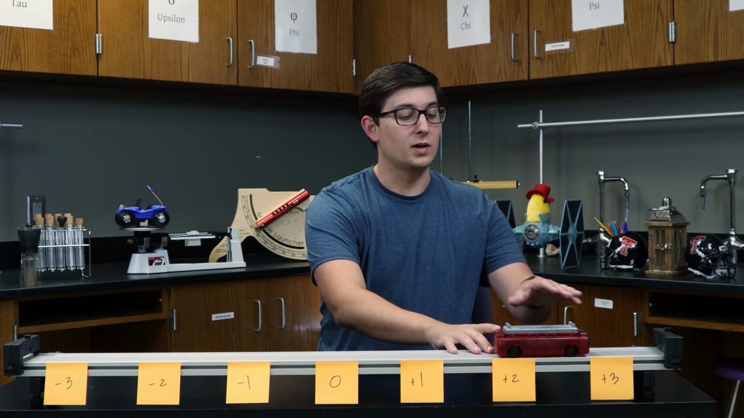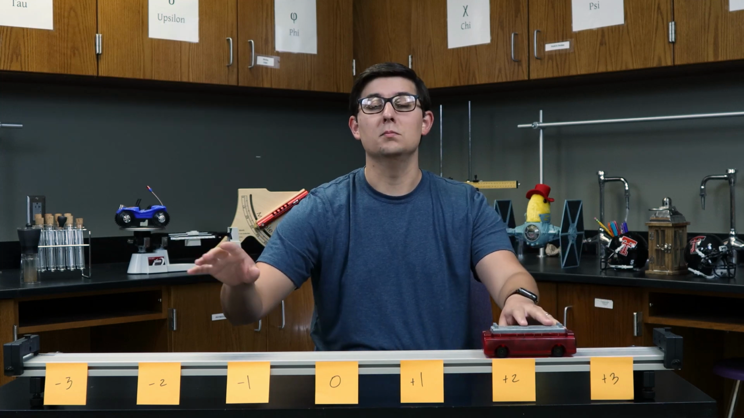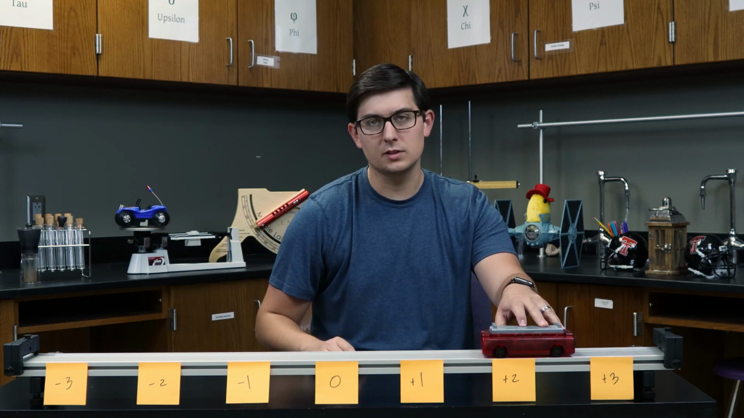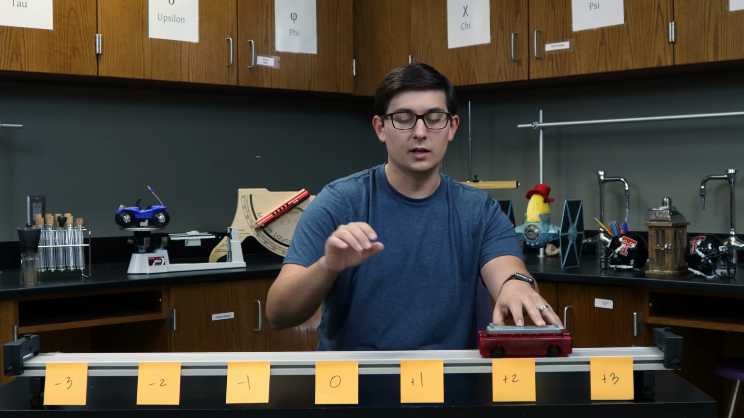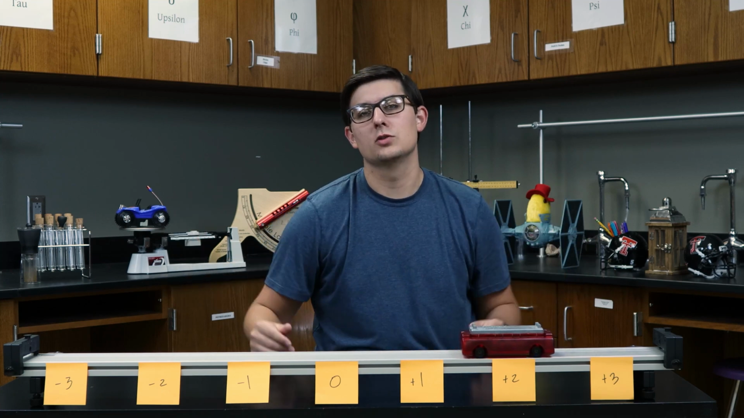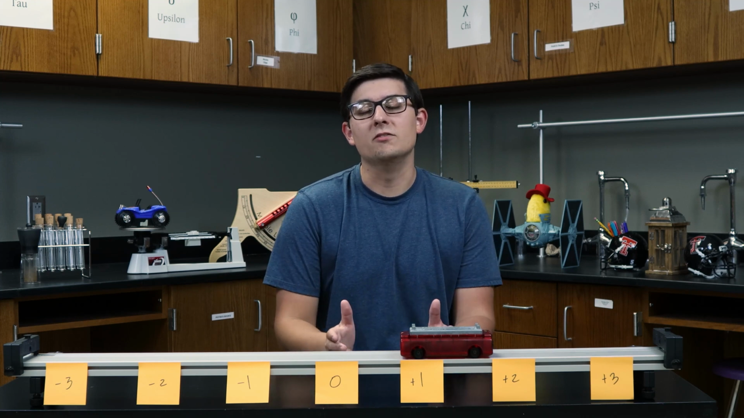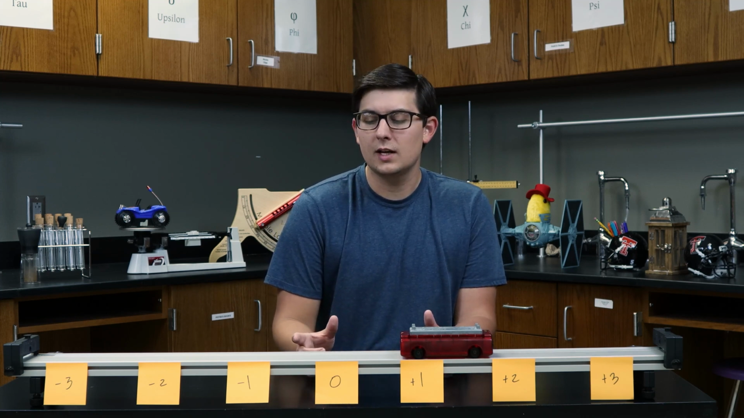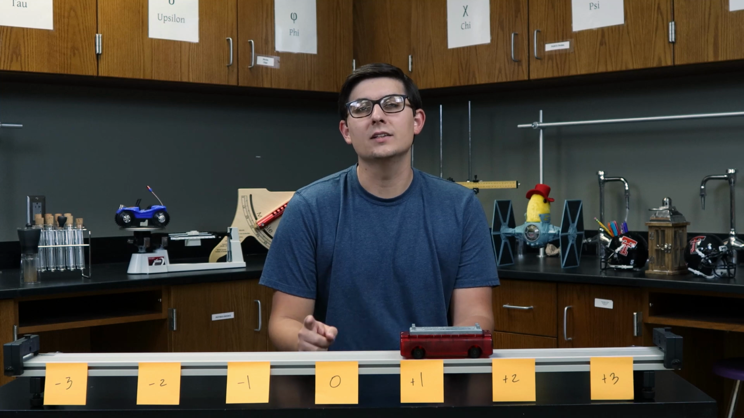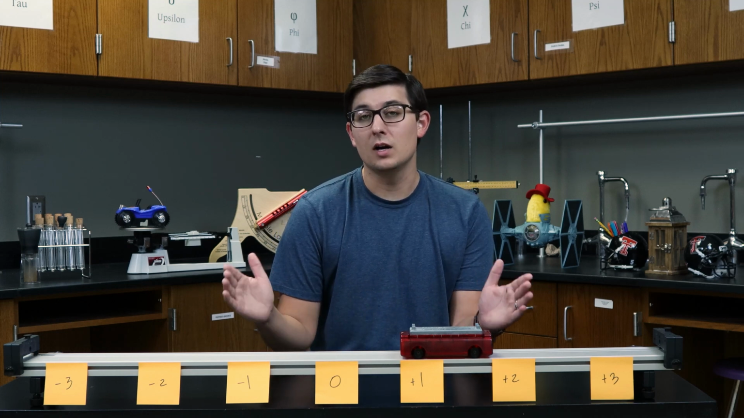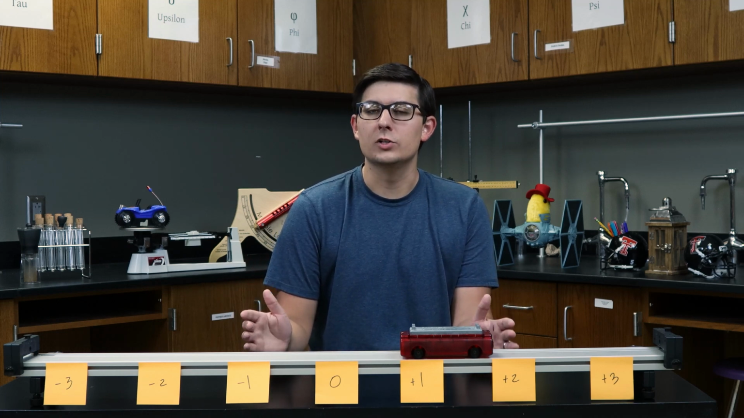Since I measured both my final and initial positions in meters, then it probably stands to reason that my unit for displacement is going to be measured in meters as well. Now, displacement is a vector quantity, which means that it has both a magnitude and a direction. I care how much, but I also care which way.